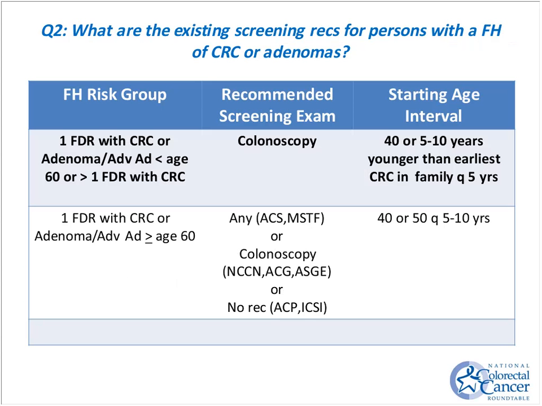So here are the recommendations for these high-risk groups, according to group, the recommended screening exam, the age to start screening, and the interval. Then at the top row, that's bolded, again, consistent recommendations if an individual has 1 first-degree relative with colon cancer or an adenoma, and we've grouped those together here, under age 60, or more than 1 first-degree relative that's affected. The recommendation is colonoscopy, and to begin at age 40 or 5 to 10 years younger than the earliest diagnosis in the family, and to repeat colonoscopy every 5 years.